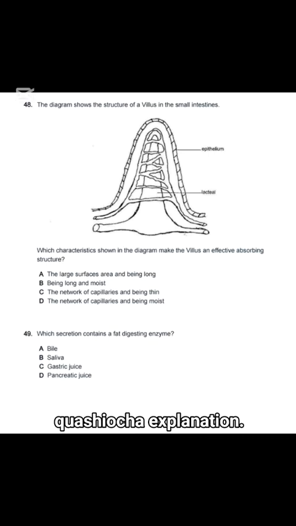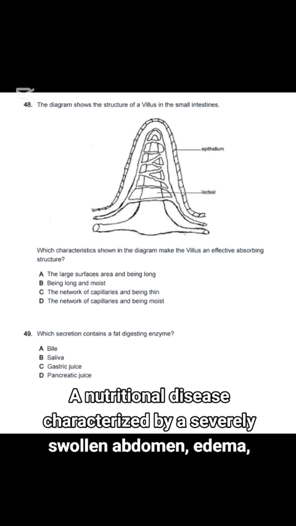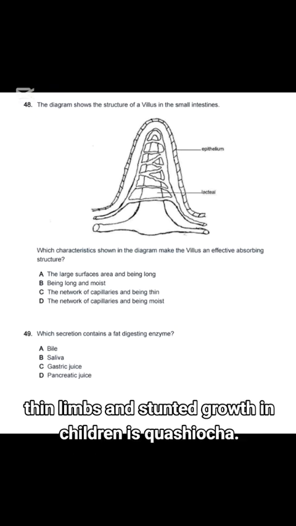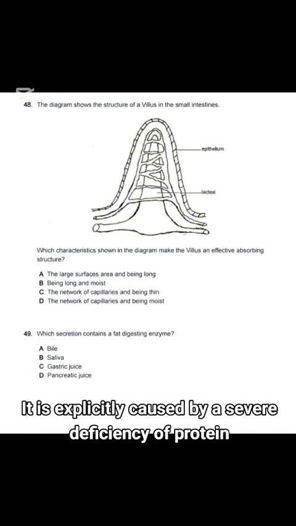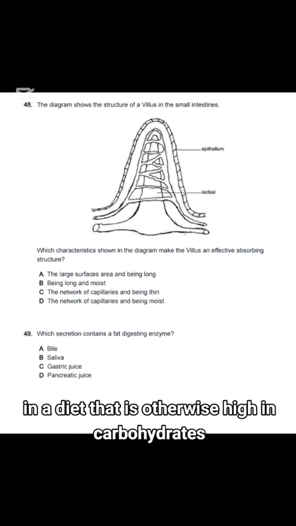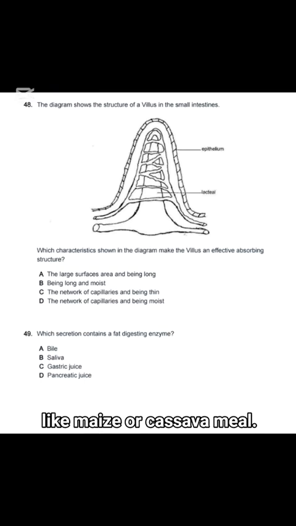Question 48. Answer: C. Kwashiorkor. Explanation: a nutritional disease characterized by a severely swollen abdomen, edema, thin limbs, and stunted growth in children is kwashiorkor. It is explicitly caused by a severe deficiency of protein in a diet that is otherwise high in carbohydrates, like maize or cassava meal.